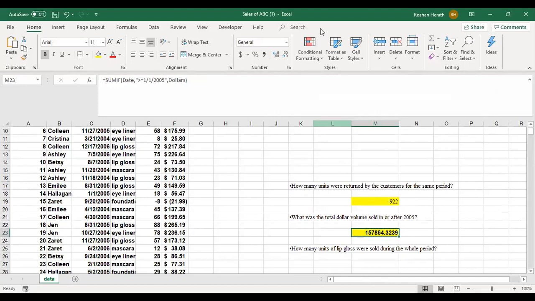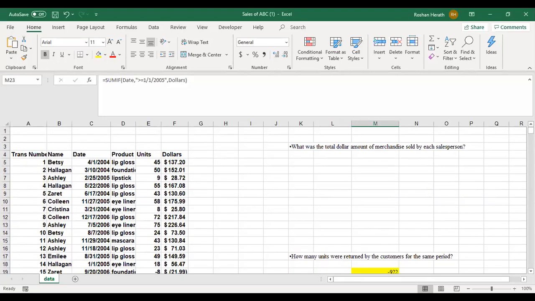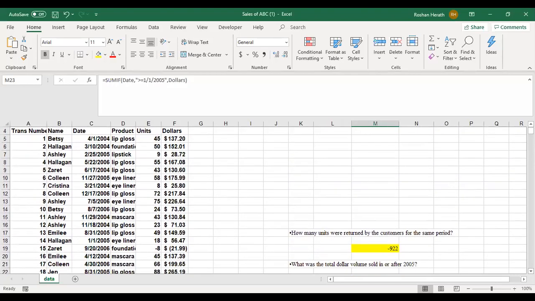Let's see. There's a confusion that the previous question asked how many units were returned by the customer for the same period. So it is a little confusing. So what we have tried to mean is that considering the whole period, or in that particular case, you should have thought of 2004 and 2005 and 2006 separately, something like that. But this was the expectation. So it may not communicate from the question what we have said, but that's what we have tried to communicate. How many units were returned by the customers for the same period, for the entire period, right?